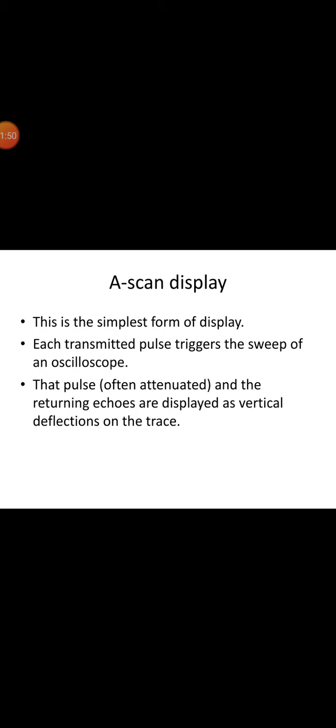First, let us have a look into the A-scan display. This is the simplest form of display. Each transmitted pulse triggers the sweep of an oscilloscope. The pulse and the returning echoes are displayed as vertical deflection on the trace. The sweep is calibrated in units of distance and may provide several ranges in order to accurately determine the distance of the interfaces of interest.